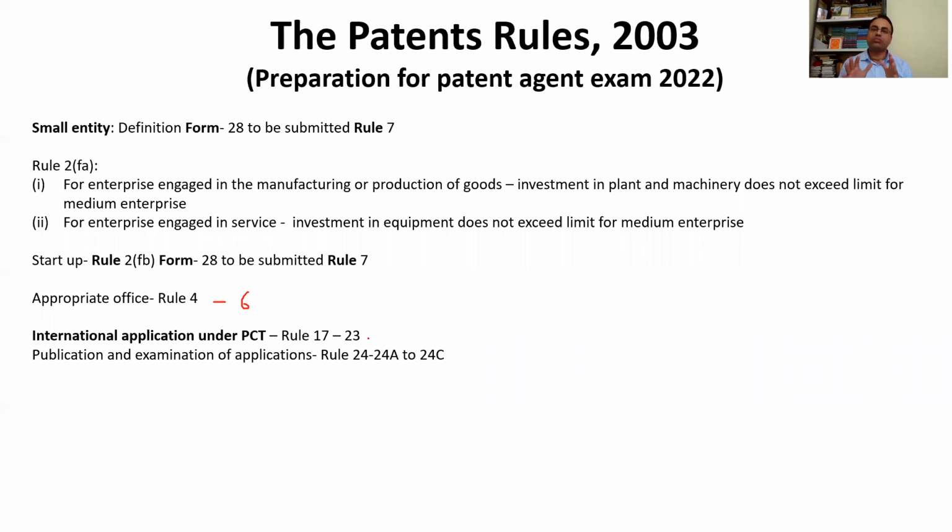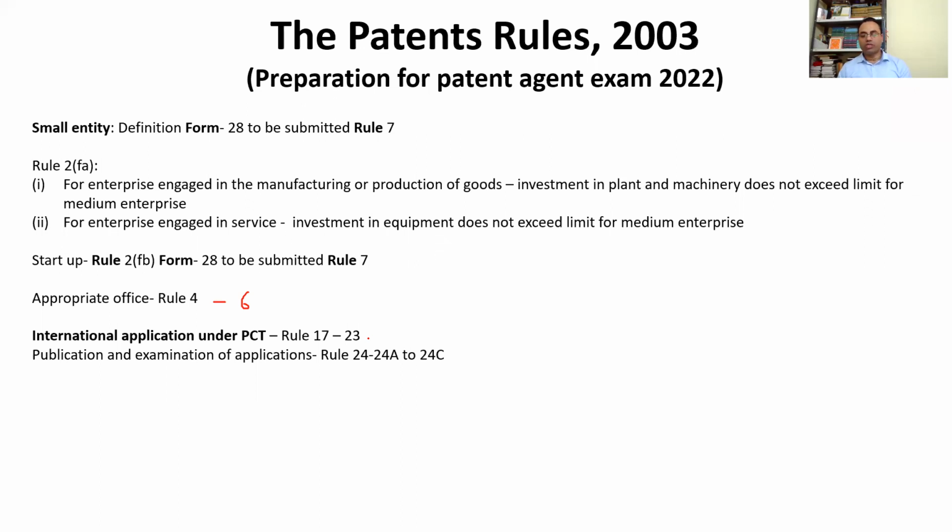So what you do, you take a list of forms, form 1, 2, 3, 4, 5, 6. Memorize what each form is, but along with the form, also memorize for which section the form is. So form 1 is for which sections? Form 2 is regarding section 10 and rule 13. Okay. And what is the fees?